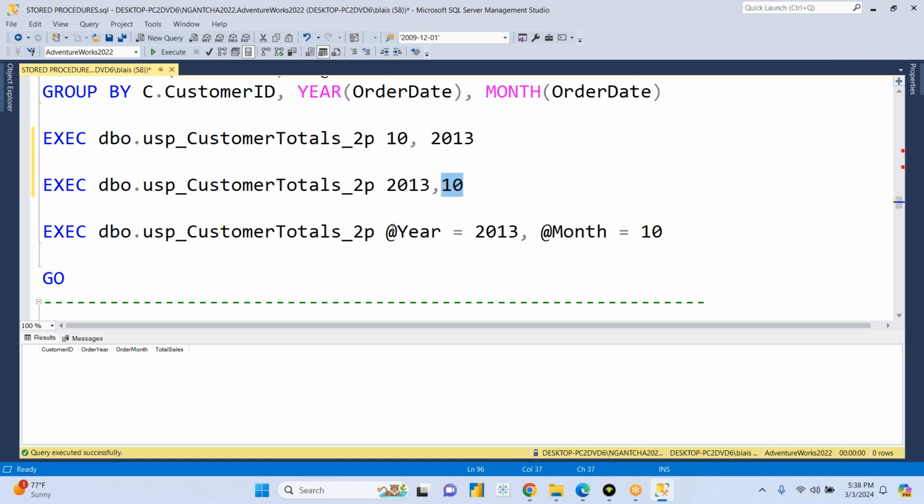You can actually reverse this if you want to. You can make sure you specify this. This is carefully telling the system that the year, in this case, is 2013, and the month parameter is 10. Yeah, this is allowed if explicitly defined.